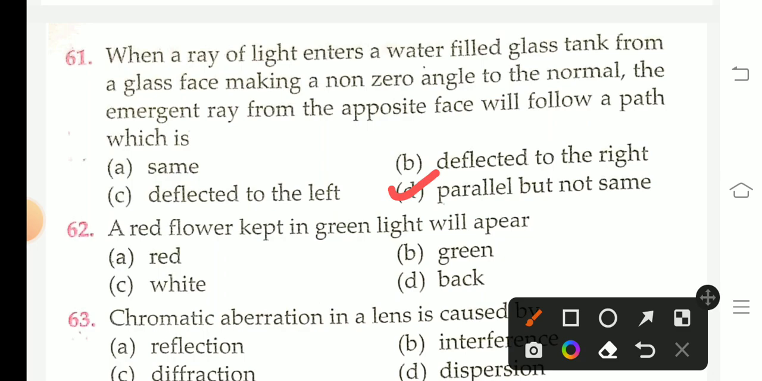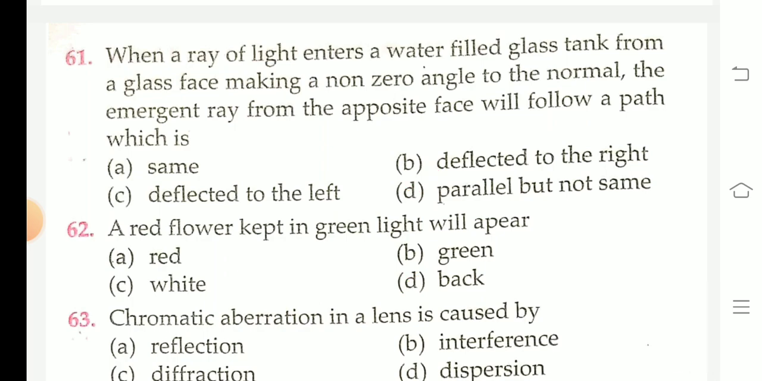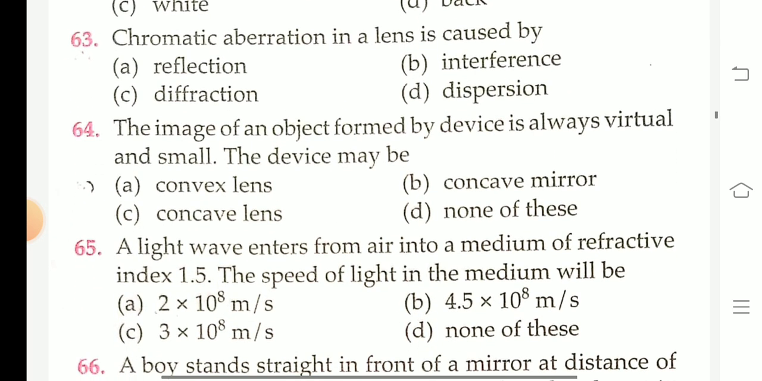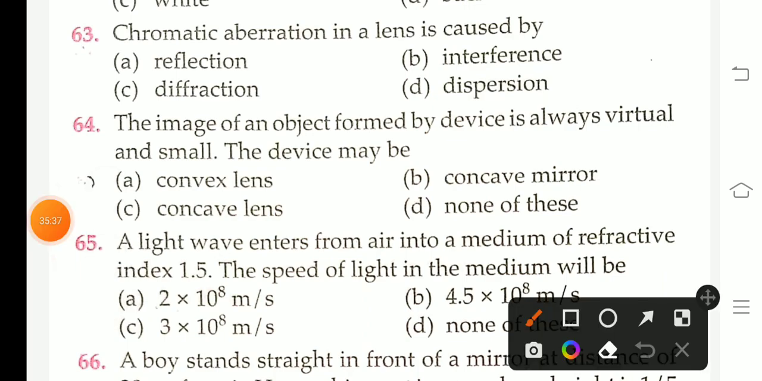Next, a red flower kept in green light will appear. Right answer will be option D, black. Next, chromatic aberration in a lens is caused by. Right answer option D, dispersion.